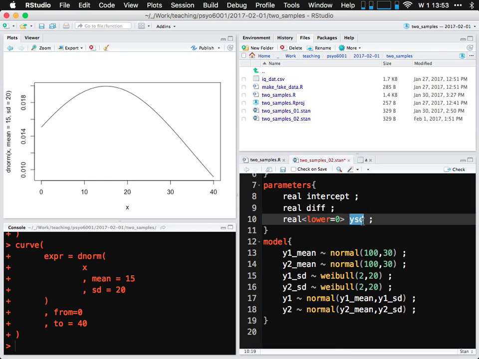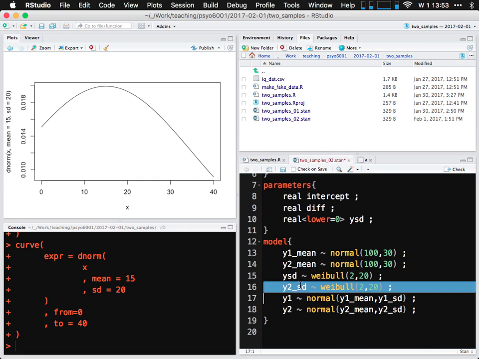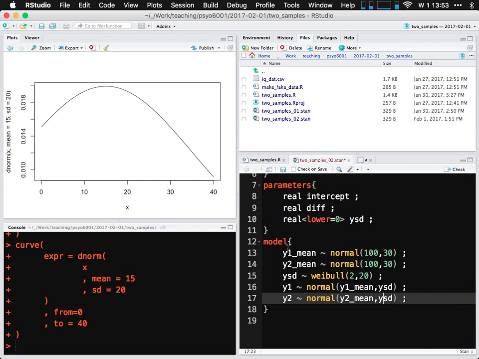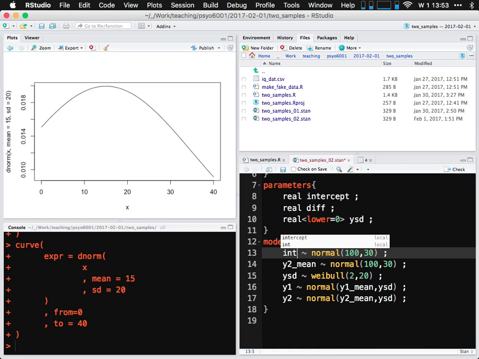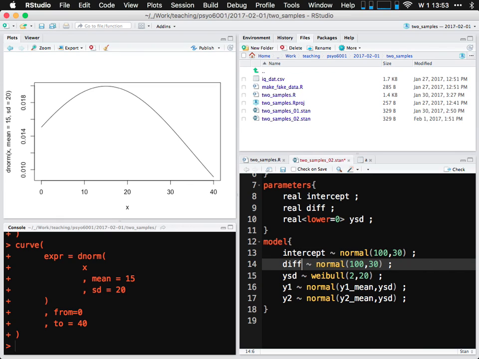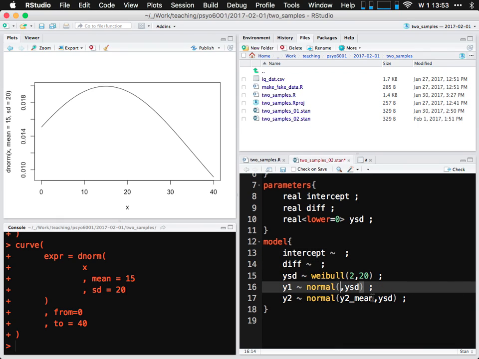So we're imposing the homogeneity of variance. Wherever I see Y2SD and YSD, I'm going to get rid of it. We still need to say the intercept. We'll say this is diff. I'm going to take off these because we'll have to generate ideas for new ones there, and take those out.